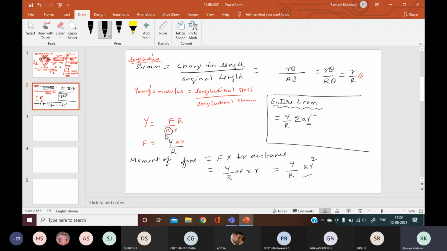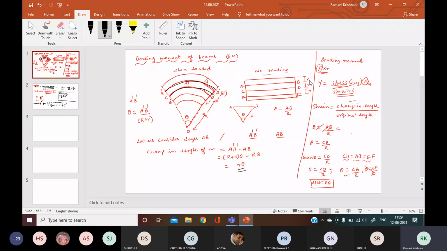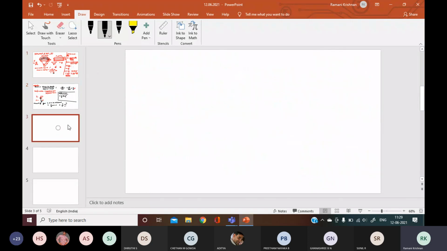Force acting per unit area on the layer AB, right? So before that we do the rough work. Now let me draw here once again. A'B', this is CD, this is E'F'.